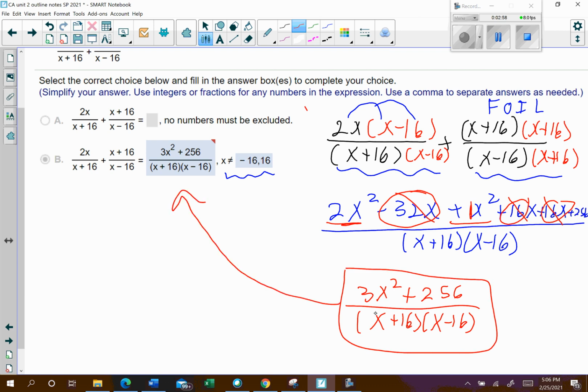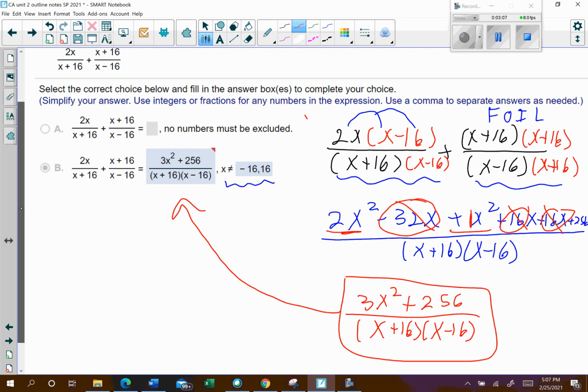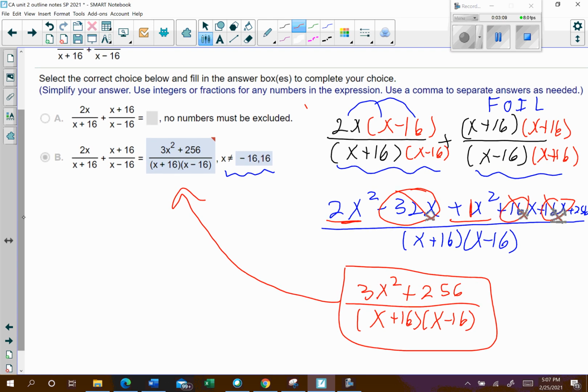And then, like I said, you just have to have that little caveat of our excluded values, and you just look at the original problem to figure that out. And so there we go.